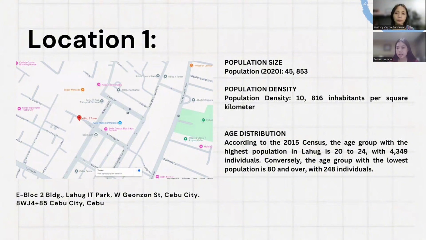IT Park Lahug has high population density and may offer a larger patient base but often comes with increased competition. The area has a growing population, which is still ideal. Now for the age distribution, according to the 2015 census, the age group with the highest population in Lahug is 20 to 24, with 4,349 individuals. Conversely, the age group with the lowest population is 80 and over, with 248 individuals.